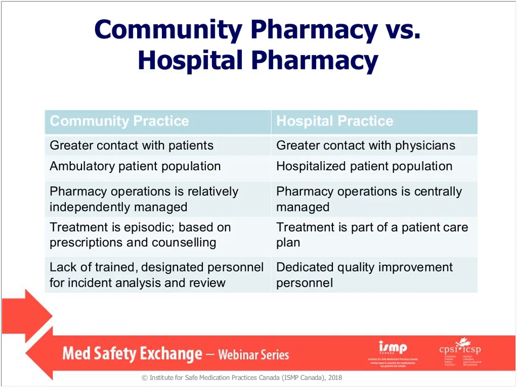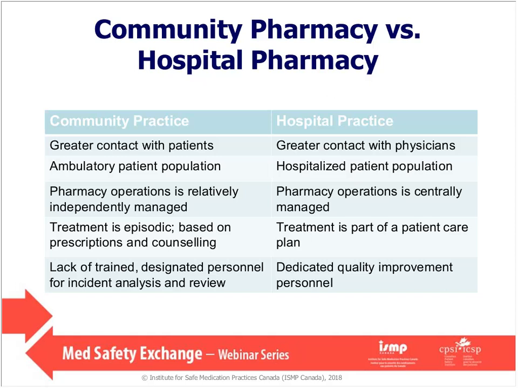In terms of the patient population, in community practice, you'll usually find ambulatory patients, whereas for hospitals, patients are typically more acutely ill and sometimes non-ambulatory. For pharmacy operations, community practice is relatively more independently managed compared to hospitals. Even if a pharmacy is part of a large chain or retail banner, each location usually has a limited degree of oversight from upper management compared to a hospital pharmacy, where there's usually more regular oversight from either the centralized pharmacy department or unit department within the hospital.